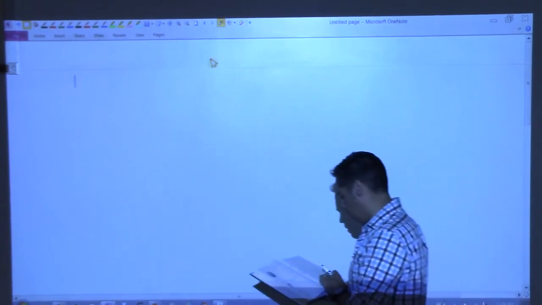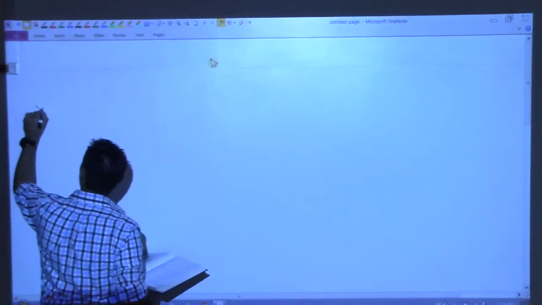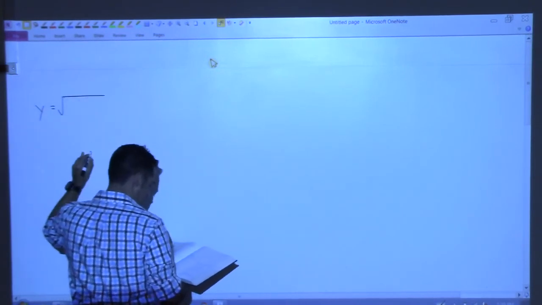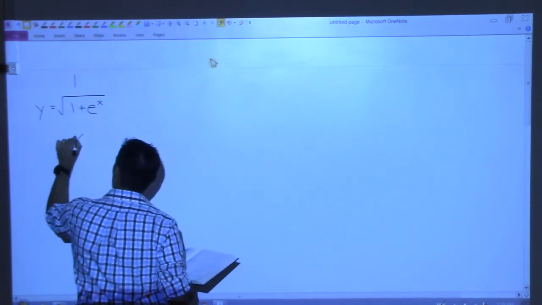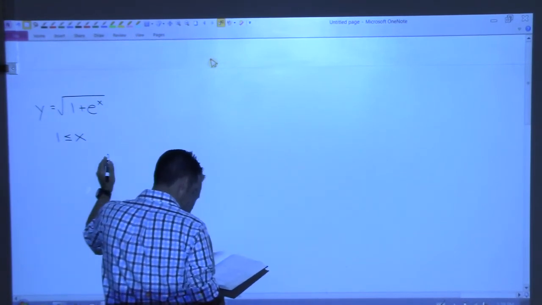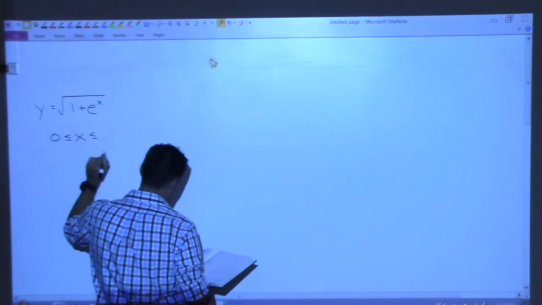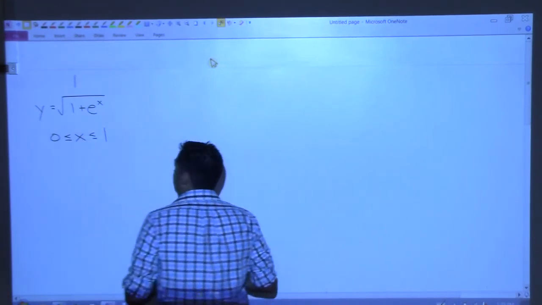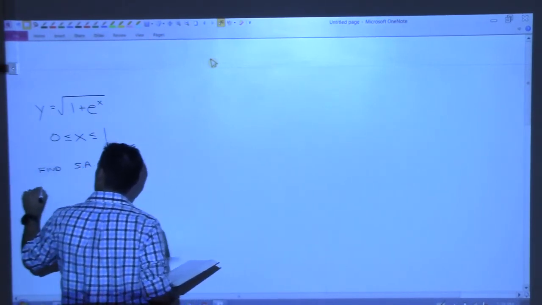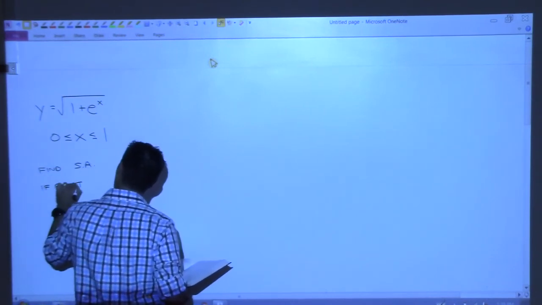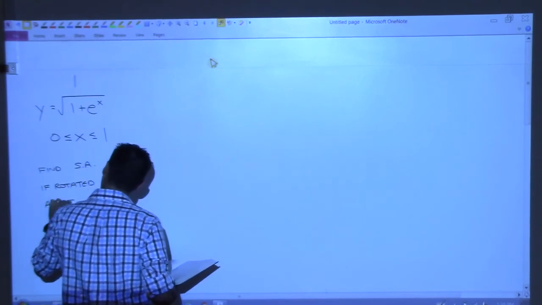So those 2 boxes are actually 4 different formulas. All right? Okay, let's do this one. We're going to take y equals the square root of 1 plus e to the x, and we're going to be looking at this on x greater than or equal to 0, sorry, and less than or equal to 1. And what we're going to do is find surface area. I'm going to put SA for surface area if rotated about the x-axis.